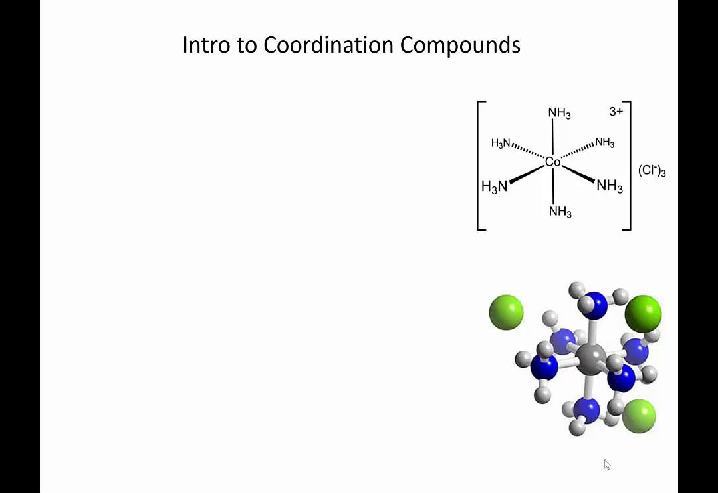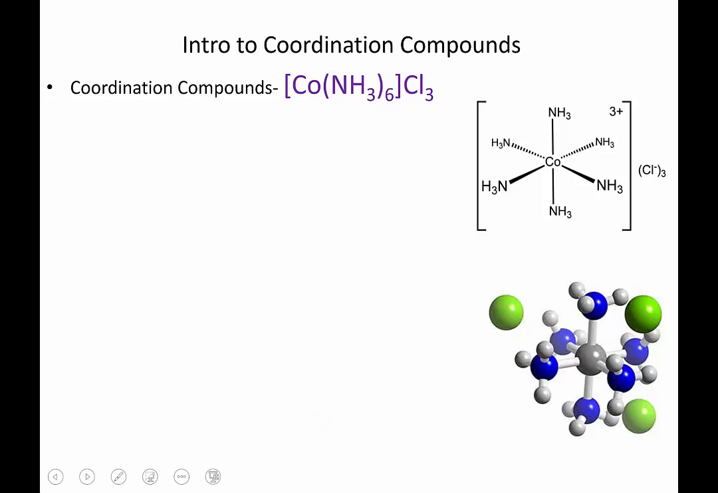I want to do a brief introduction to coordination compounds. To do this, I'm going to specifically be talking about this coordination compound. The way that you would name this, which we'll talk about later, is hexaamminecobalt(III) chloride. We've got 6 amines. This complex ion has a positive 3 charge, and then the counter ions are chloride.